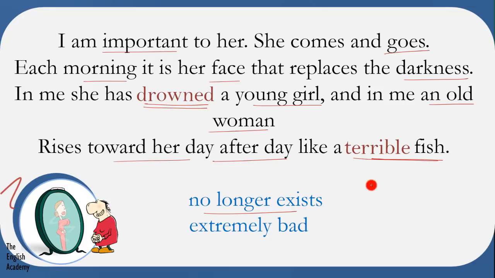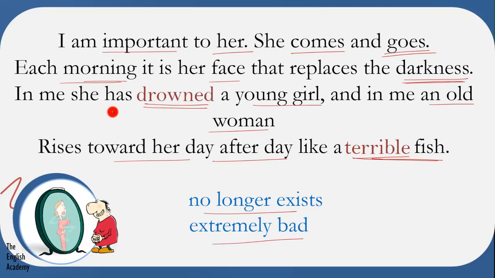And the next word is terrible. That means extremely bad, very bad. So in this stanza the mirror says that the mirror is very important to the woman because she often looks at herself in the mirror. In fact, every morning the first image that appears on the mirror is that of the woman's face. So whenever there is daybreak, after the darkness, the first image that is formed on the mirror's surface is the face of the woman. So she is so regular, she looks at her face every morning.